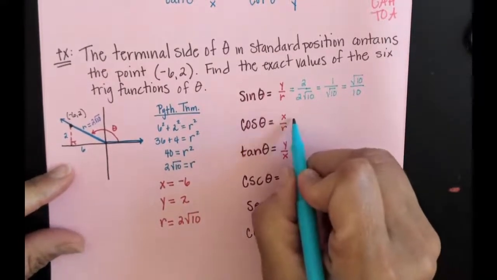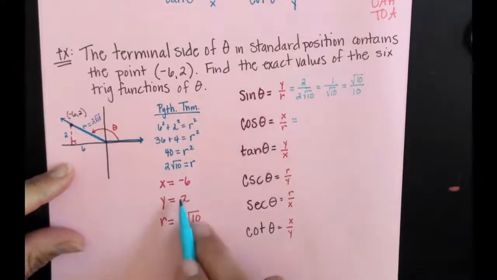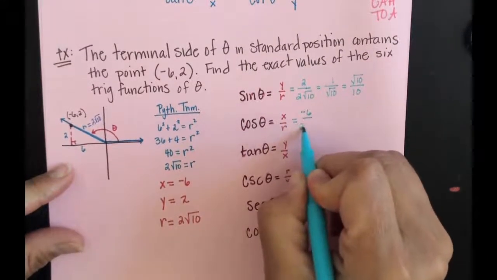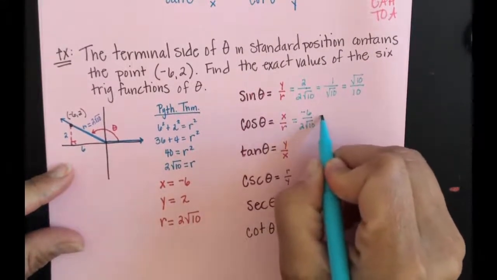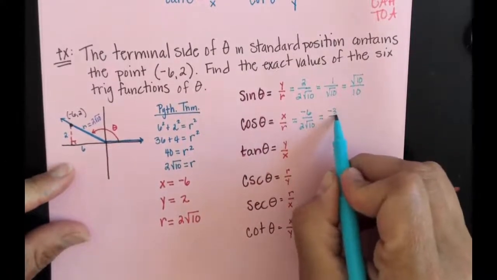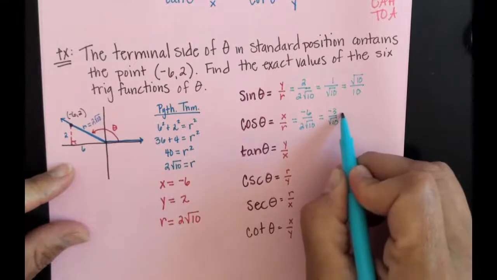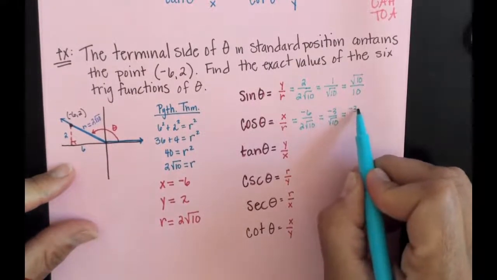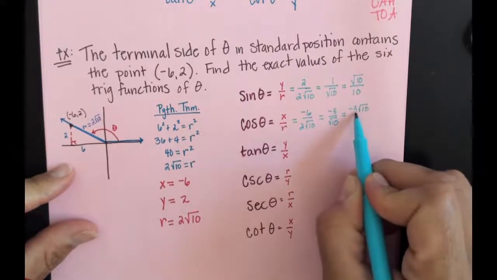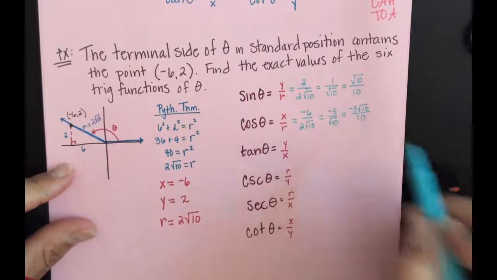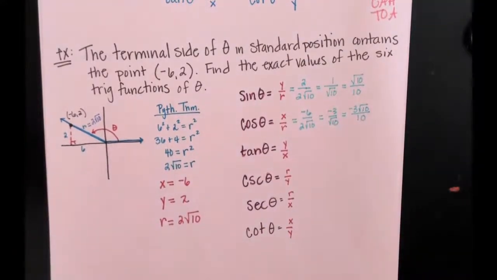Cosine, well, again, don't forget that's a negative 6 over 2 radical 10. Again, I'm going to simplify it first to negative 3 over radical 10. And that, again, means that I'm going to take the radical to the numerator because we're multiplying by radical 10 over radical 10. And it leaves us just with 10 on the bottom.